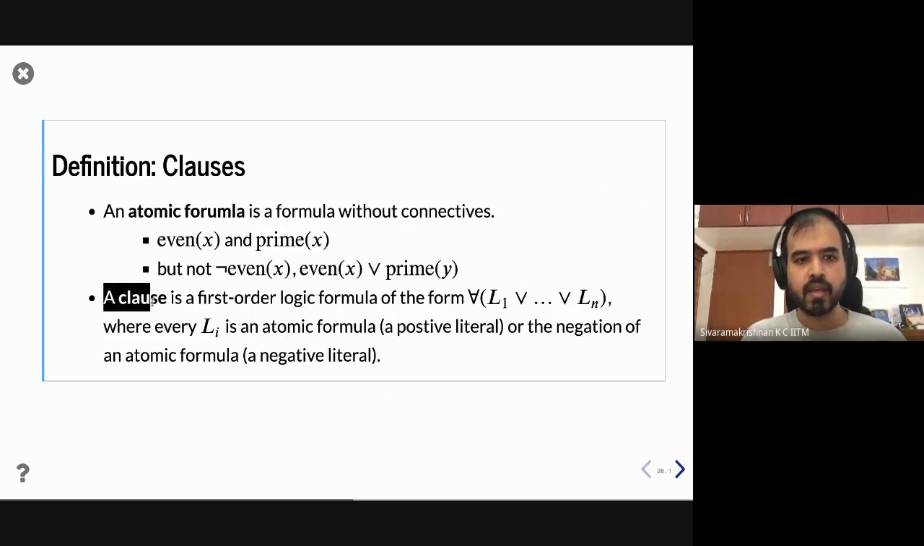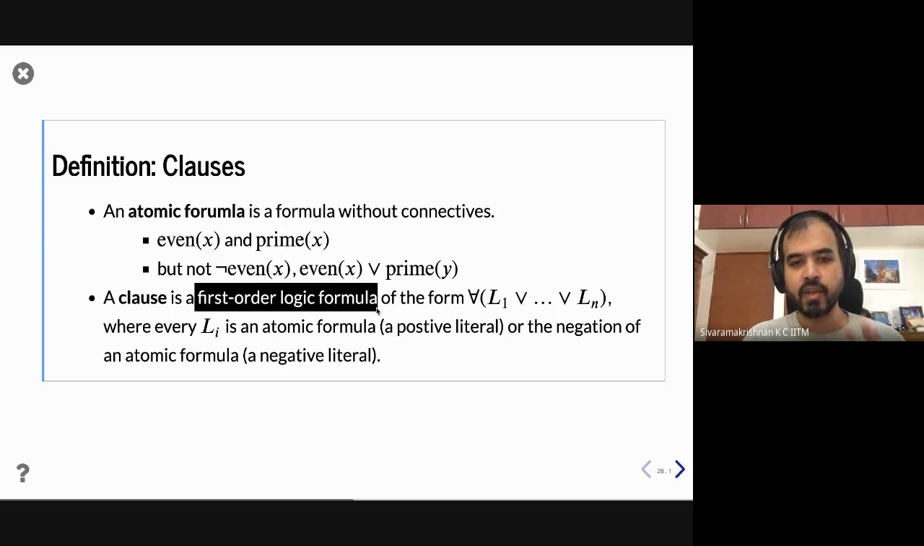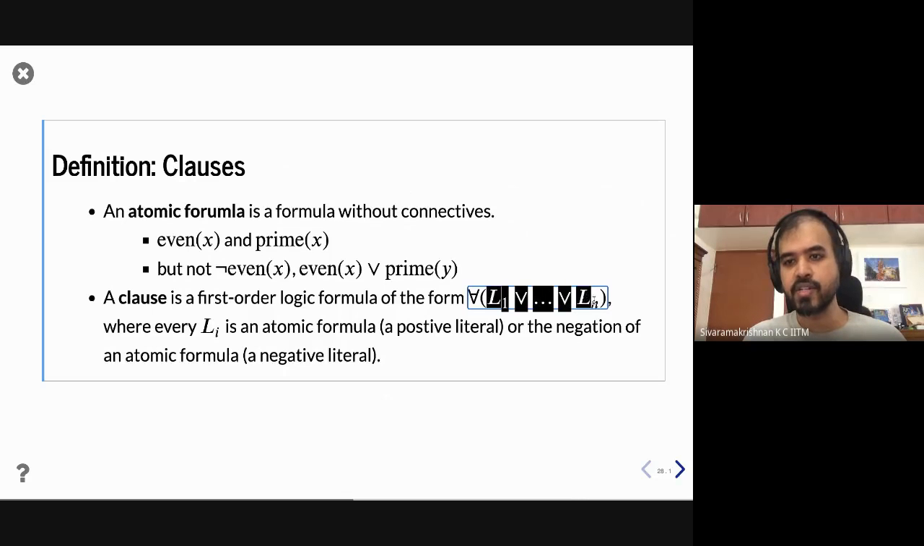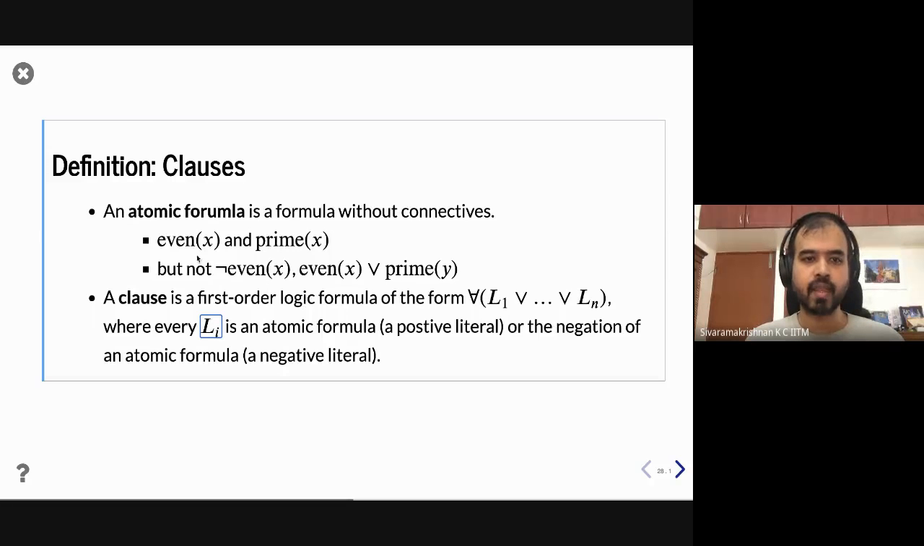A clause is a first order logic formula which has a specific structure. The only structure that is allowed is you have an outer for all, right? You should have for all only on the outside, and you have a series of disjunctions of L1, L2, L3 up to Ln, where every Li is either an atomic formula, like this one, even or prime, or the negation of an atomic formula. So you could have not even, not prime, and so on. So that's the only structure that is allowed.